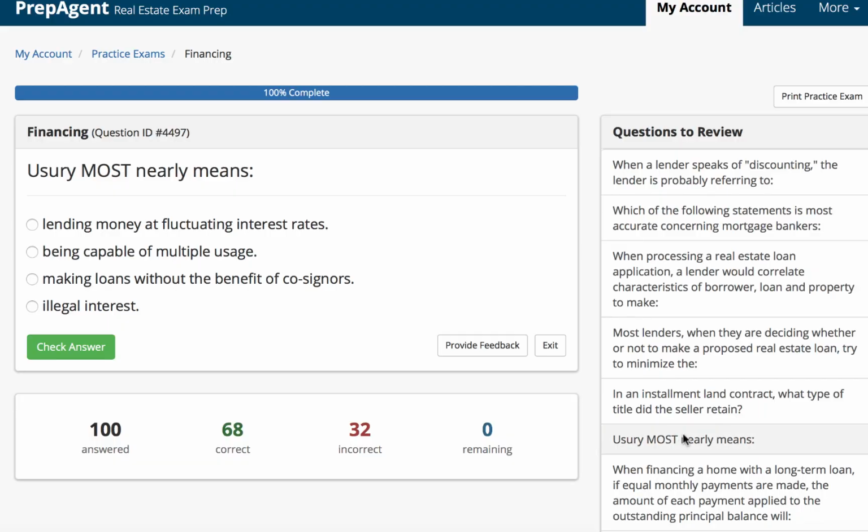Usury most nearly means lending money at fluctuating interest rates. It's illegal interest. I know that. Good. Sounds like you've been studying quite a bit. Yeah, I'm afraid I'm just memorizing the answers, though.